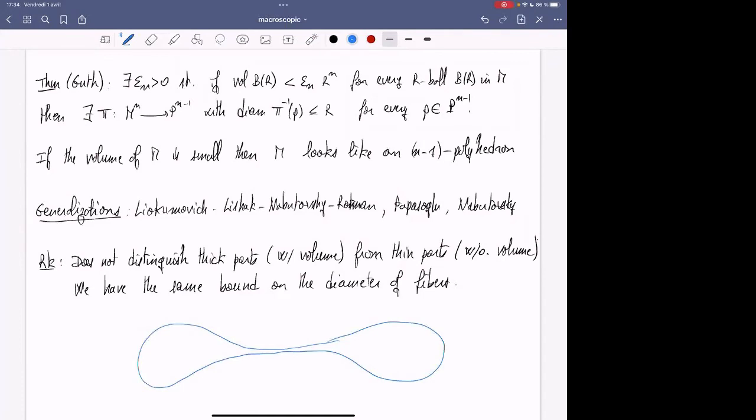then from Gromov's theorem, what you can see is that it's going to be close to an n minus one polyhedron. But it doesn't distinguish those thin parts there from those thick parts where the volume is. Here you get the same bound on the diameter of the fibers, while what you want is to have a better control on those fibers.